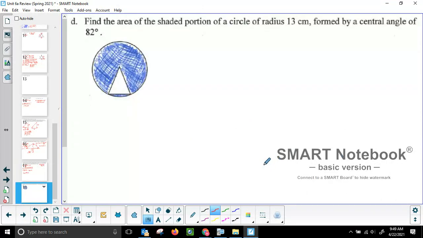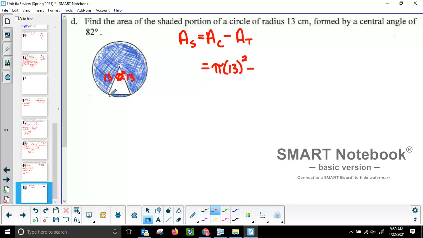All right, and last but not least, find the area of the shaded portion of a circle of radius 13 formed by a central angle of 82. So this is 82, and both of these radii here are 13. Now, the area of the shaded region is going to be equal to the area of the circle minus the area of this triangle. So the area of a circle is pi r squared, and my r here is 13.